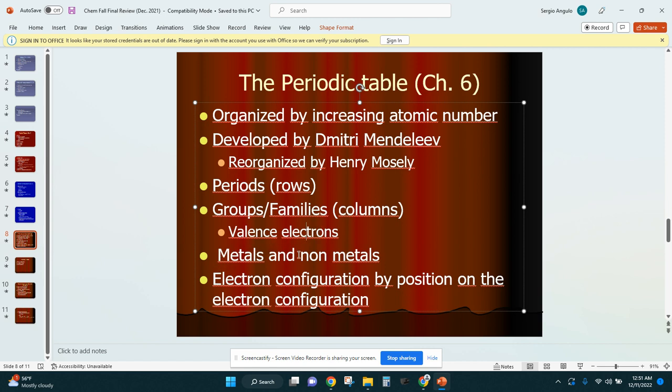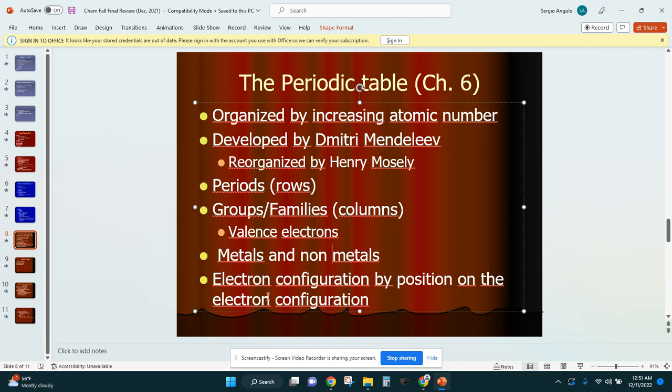You can separate the periodic table into metals and nonmetals, and as we're finding now in chapter 8, that comes in handy because that'll tell us when we have an ionic compound versus a molecular compound, if you know whether you've got a metal and a nonmetal in your formula.